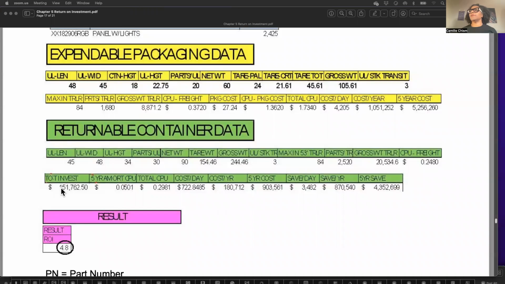Then when you go to the returnable container, you look at similar information, and you can see they've got information on the total investment. They look at what's called the 5-year amortization schedule, which is where they break that over 5 years. They take the cost and either break it out evenly or slide it down. For this one, it looks like they're just breaking it out each year, taking a fifth of the total cost. Then you've got the cost per unit, the CPU, cost per day, per year, and what this would cost for 5 years.